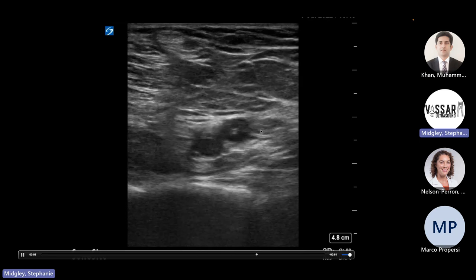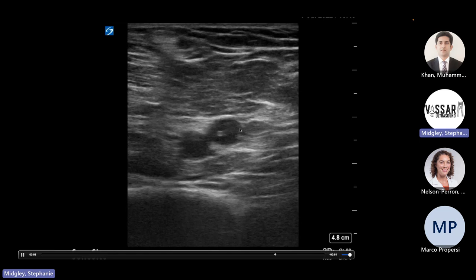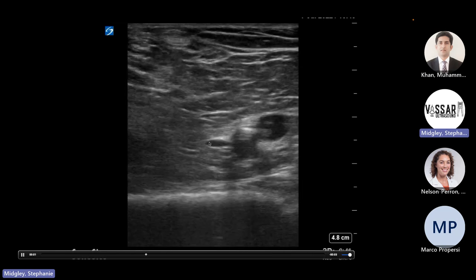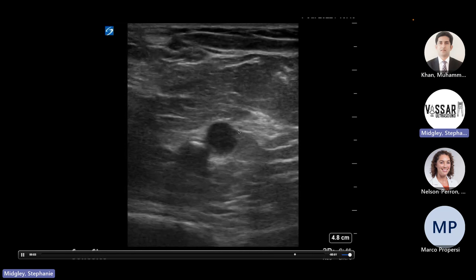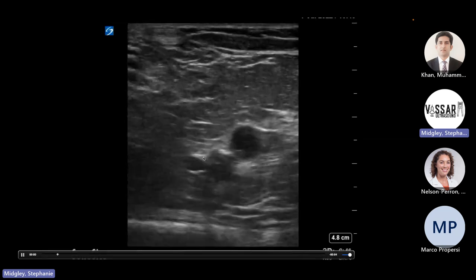This is an example of a positive DVT. So here's my vein. You can see I'm pushing hard enough that this vein right here collapses and my artery is getting deformed, but this is not. So this is a positive DVT.